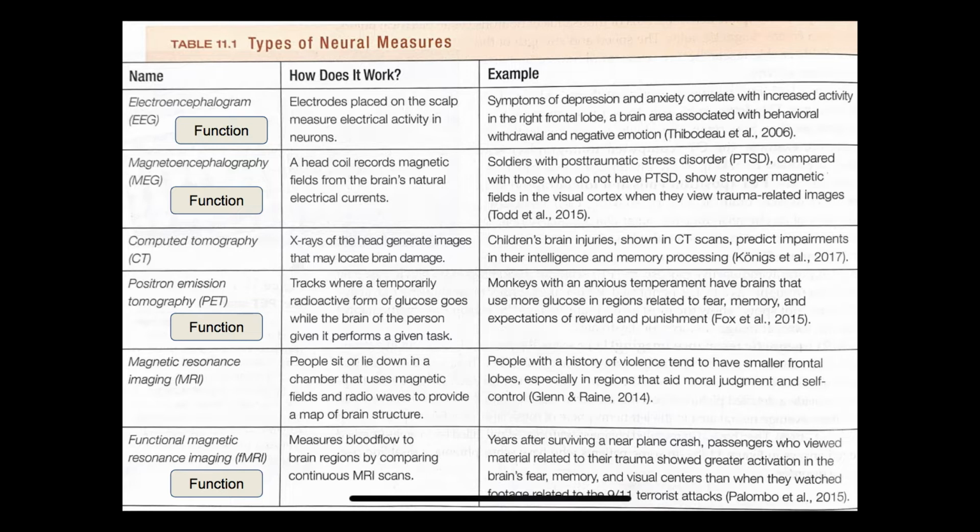So if you were to give someone a PET scan and have them perform a specific task, the PET scan is going to show the part of the brain that's active by tracking the metabolism of this radioactive glucose. An example of this: monkeys with an anxious temperament have brains that use more glucose in regions that are related to fear and memory and expectations of reward and punishment.